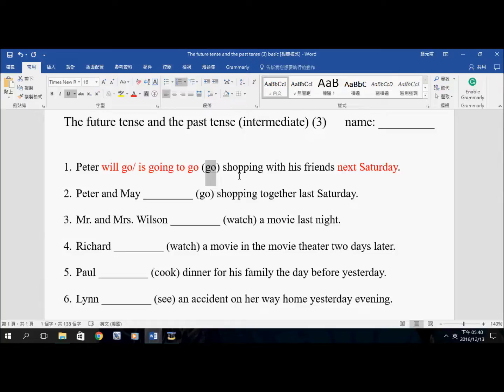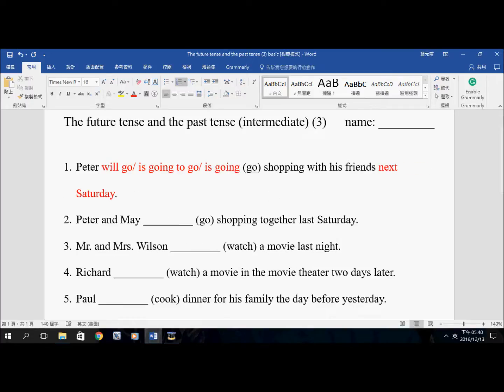And in grammar books, we learned that we can also use present continuous tense when the verbs are words like go, arrive, come, that indicate going to a place or coming back from a place. So the third possible answer for question number 1 is Peter is going shopping. So there are three different answers that you can use. With question number 1: will go, is going to go, or is going shopping with his friends next Saturday.